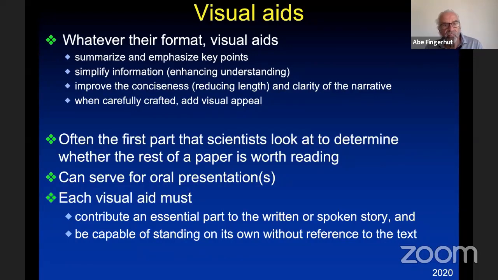Each visual aid, whether a table or a figure, is a part of the written story. But it has to stand out on its own. We have to be able to look at a figure or to look at a table and understand it by itself. We have to be able to understand what's going on in the table without going to the text and so forth. They have to be independent units of information.